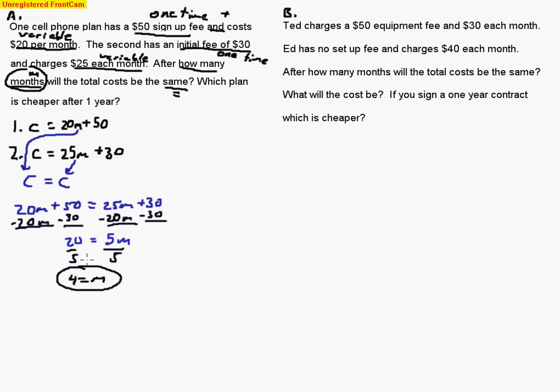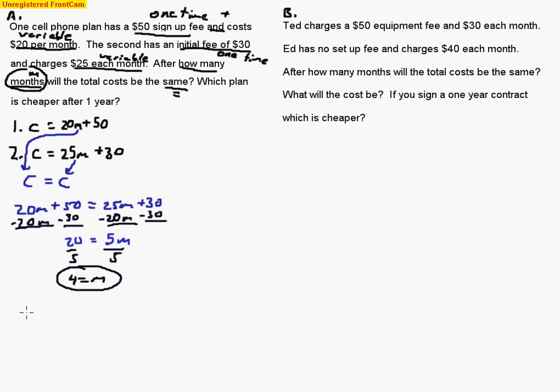So we have 4 months, but then it also asks which plan is cheaper after 1 year. Oh, they also ask this, so let's answer this as well. After how many months will the cost be the same? Oh, they didn't ask for it. I thought they might ask for what will that cost be. But they didn't. So it's just which plan is cheaper after a year.